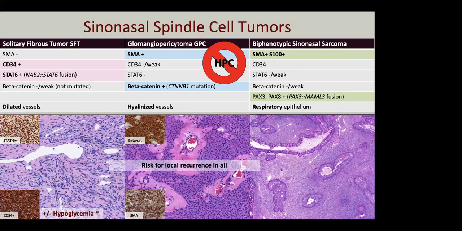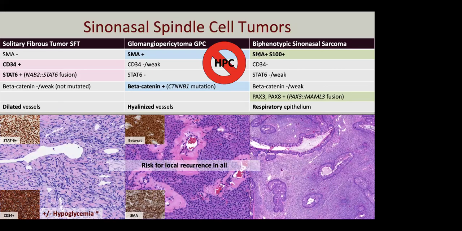Sinonasal spindle cell tumors, the three most common ones are solitary fibrous tumor, which is just like SFT at other anatomic sites. It's positive for CD34 and STAT6. It has these dilated hemangiopericytoma, quote unquote, like vessels with collagenous stroma. Glomangiopericytoma is usually somewhat more cellular, has a more glomoid or monotonous appearance to the cells. Because these are perivascular myoid neoplasms, i.e. glomoid, they do stain for smooth muscle actin. They're also related to beta-catenin mutations. They tend to have hyalinized blood vessels.